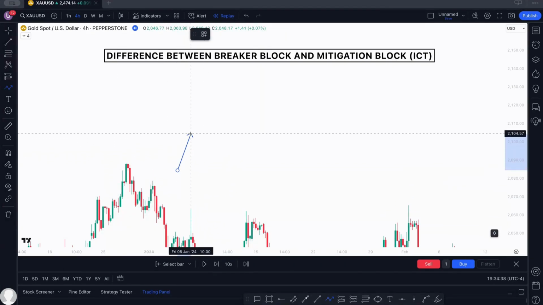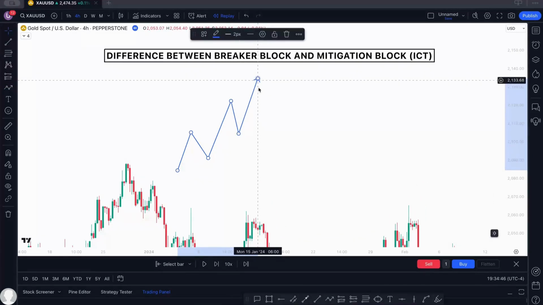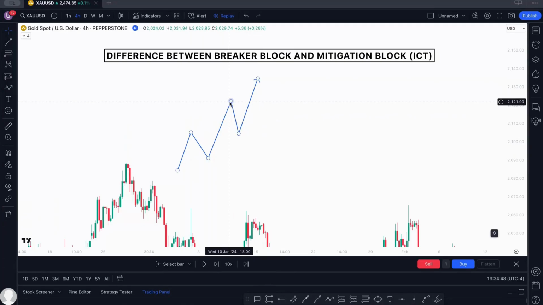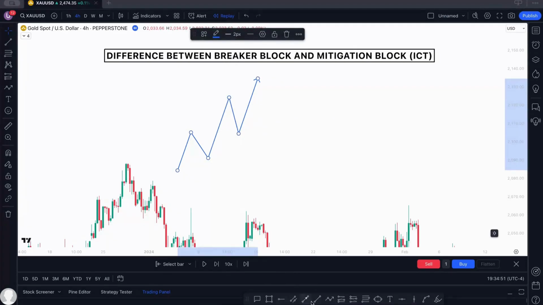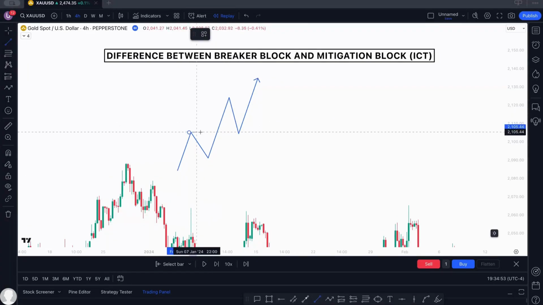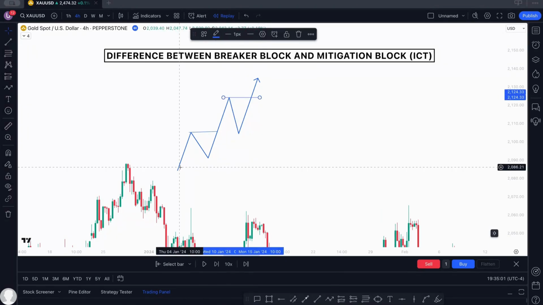Now, market moves on a bullish momentum: higher high, higher low, higher high, higher low, higher high, right? We can see that here in a bullish scenario, a buy side liquidity was being taken out from here. A buy side liquidity was being taken out from here, which signals a break of structure. This is for a bullish scenario.